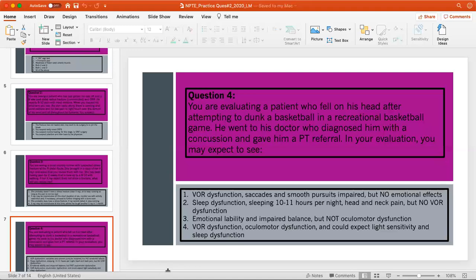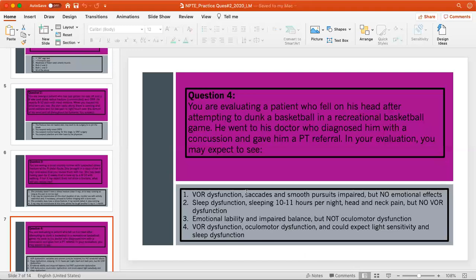I could see the light sensitivity part, and I feel like head and neck pain could be part of it. So I'm leaning toward number 2 and 4. I don't remember where VOR dysfunction plays into concussion, so that could be the deciding factor. 4 has VOR dysfunction, 2 has no VOR dysfunction. But I imagine also potentially sleep dysfunction as well.